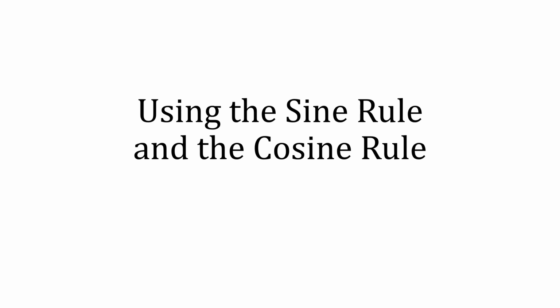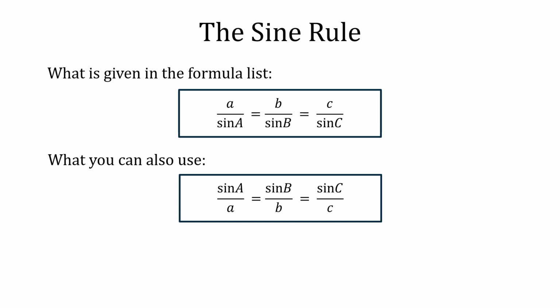In this short video clip, we will see how we use the sine rule and the cosine rule. First, the sine rule. The one that is given in the formula list is the first one shown, and we usually use that to find one of the sides of a triangle. We can easily convert it to the second formula, which is used to find an angle in a triangle.